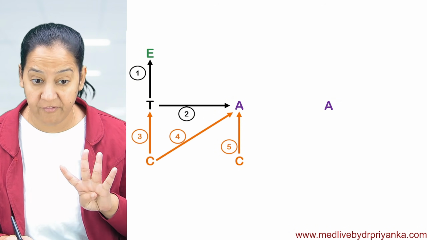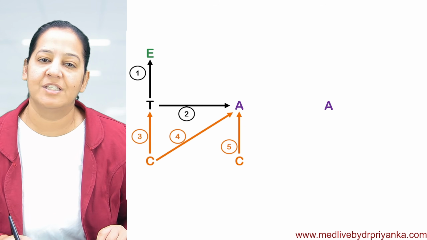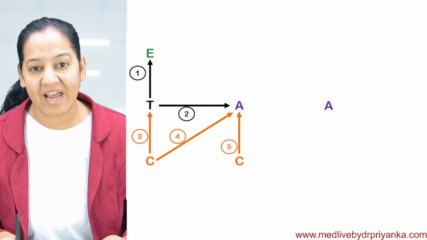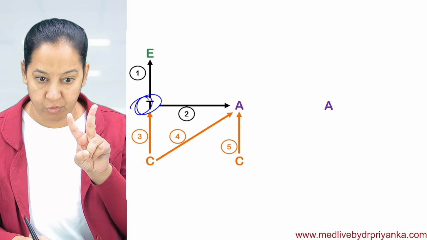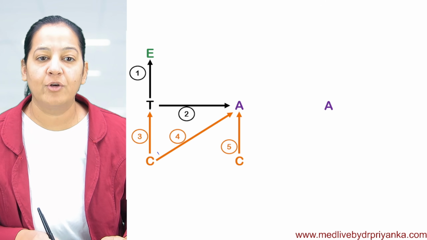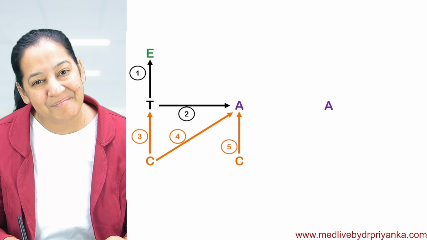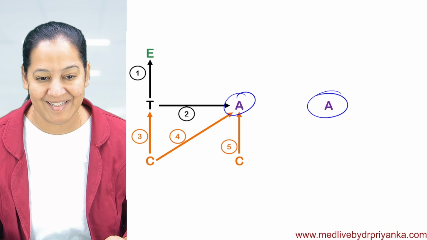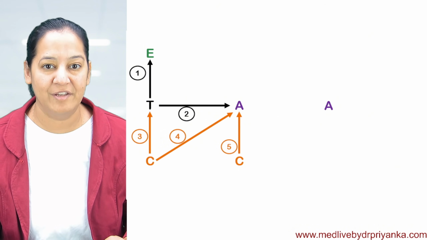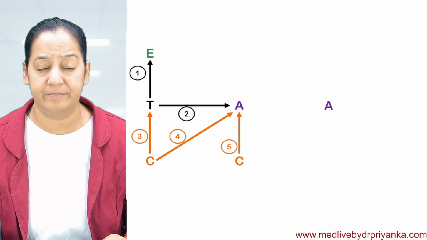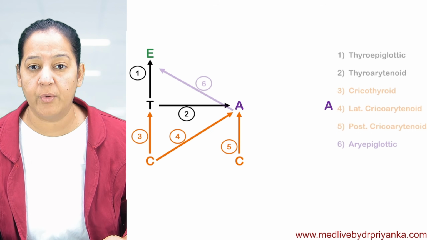Now the remaining 4 muscles out of 9 arise from the arytenoid. Now let's take arytenoid as center. First, I took thyroid as center and told you two muscles. Then I took cricoid as a center and I told you 3 muscles. And now I am taking arytenoid as a center and I will let you know the remaining 4 muscles over here.